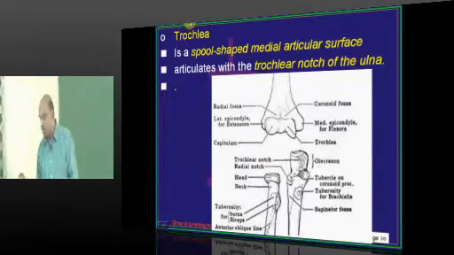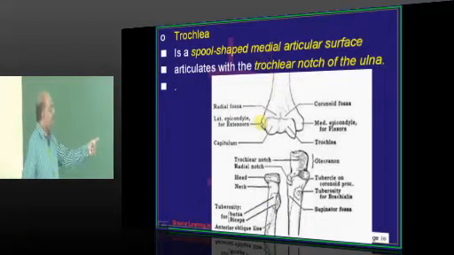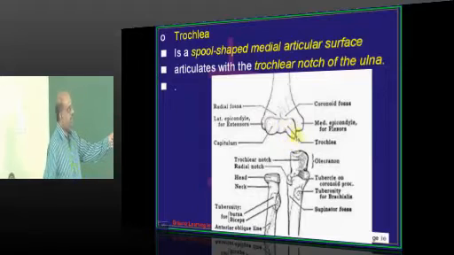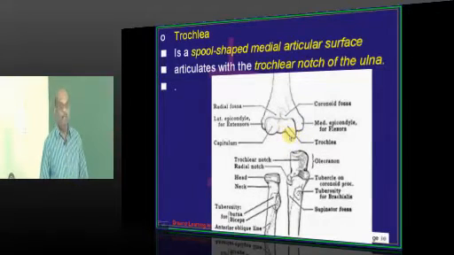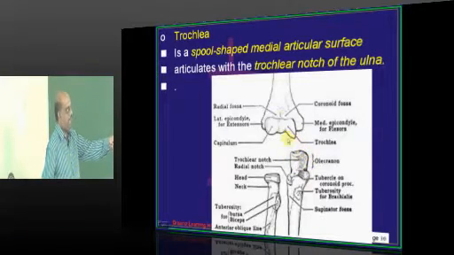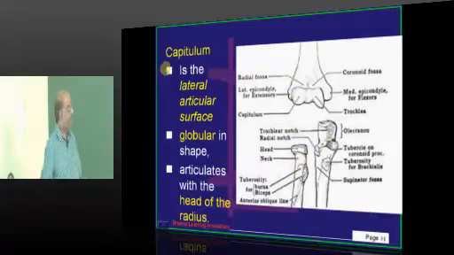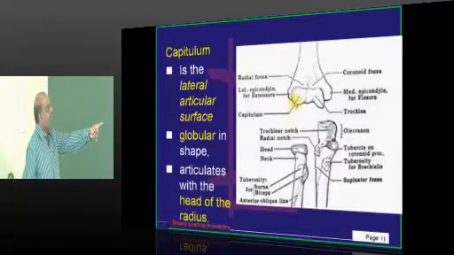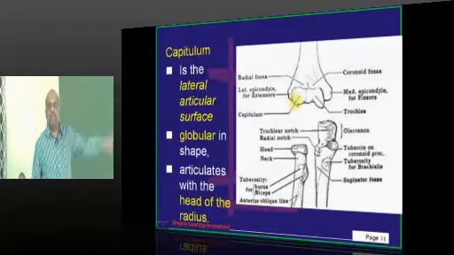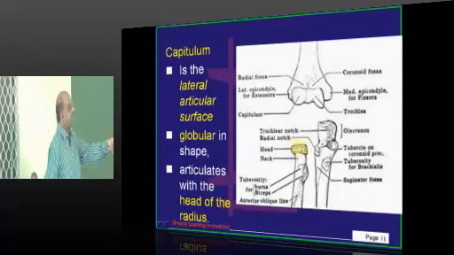Then what is the trochlea? Another important landmark. Typically the trochlea is a spool-shaped medial articular surface, and it articulates with the trochlear notch of the ulna. Trochlea is there in the humerus, the trochlear notch is there in the ulna. Then what is meant by the capitulum? It is the lateral articular surface along the distal end of the humerus. It is globular in shape and it articulates with the head of the radius.